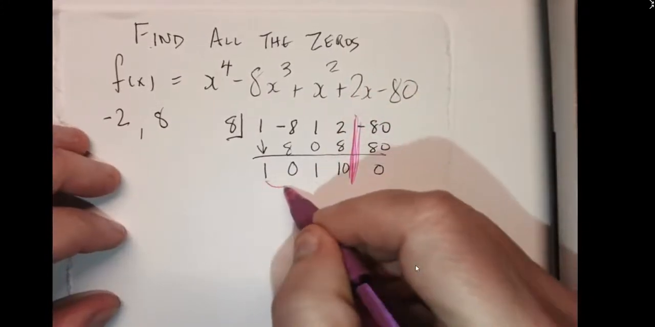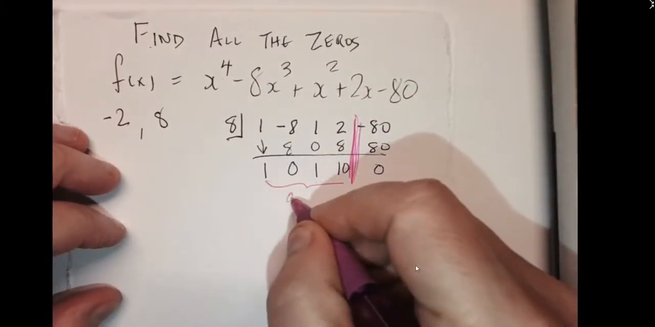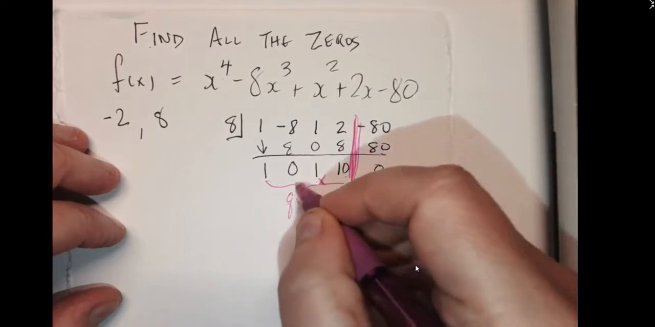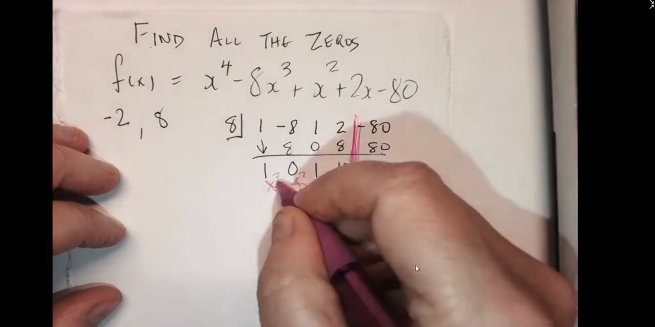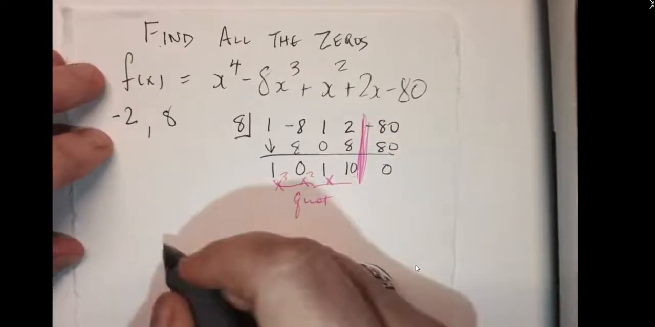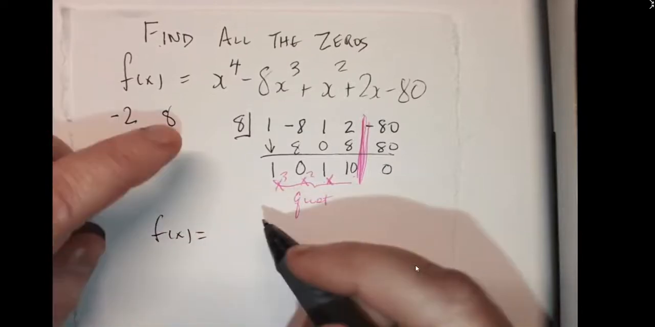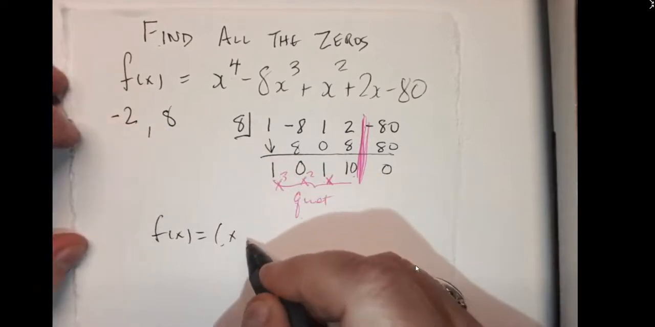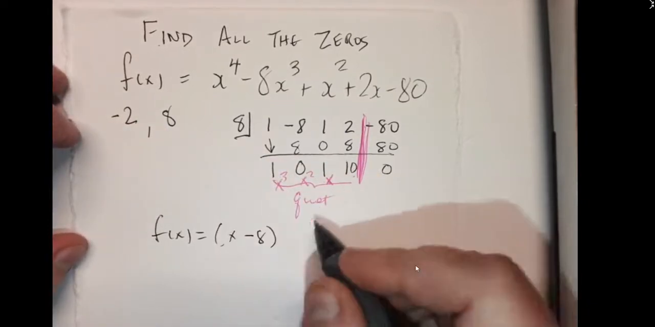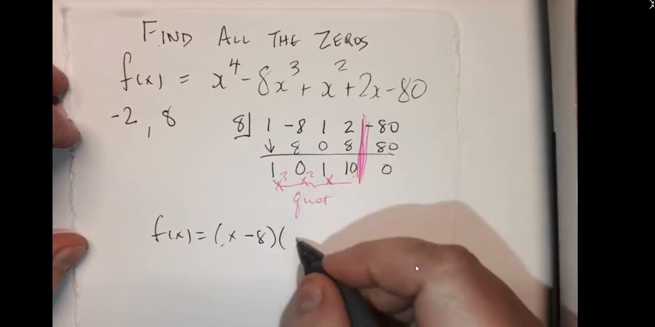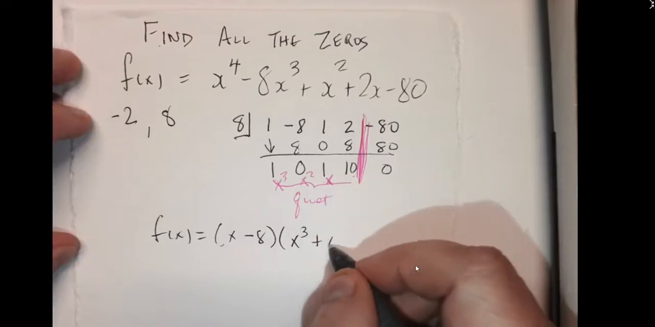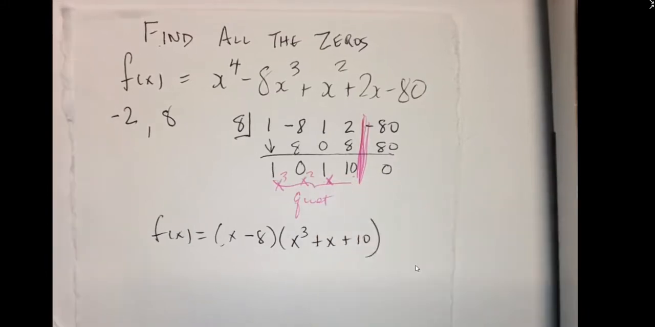And so these are the coefficients for my quotient. So that's my constant, that's my coefficient for x, x squared, and x cubed. So I can write f of x now as the divisor, which is x minus the 0, or x minus the number in the box, times the quotient. And the quotient is going to be 1 times x cubed plus 0 times x squared plus x plus 10. Okay. All right. And I'm not quite done.